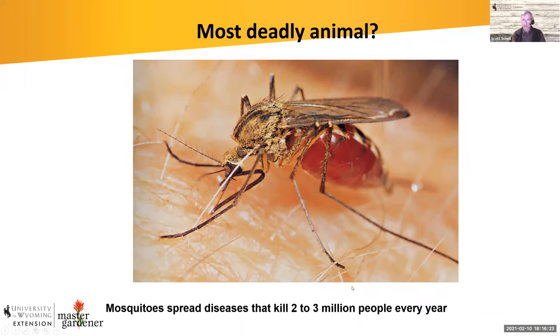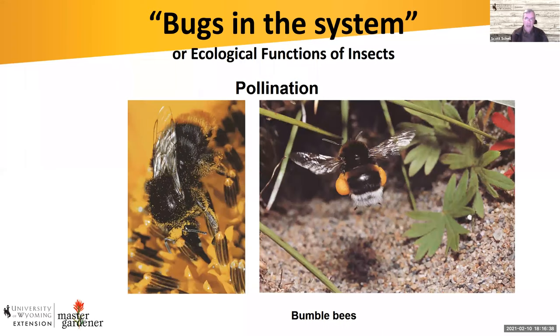And we have problems with disease carrying mosquitoes in this country, that West Nile virus, Zika, in the warmer areas that had the species that can vector that disease. But again, back to the beneficial parts of them, the ecological functions of insects, the pollination.